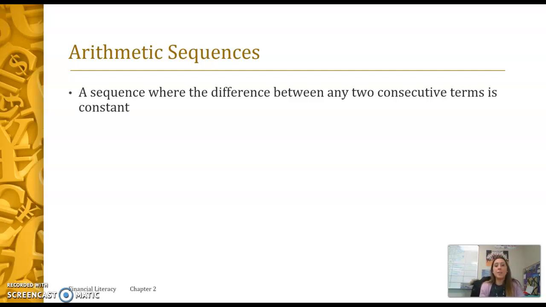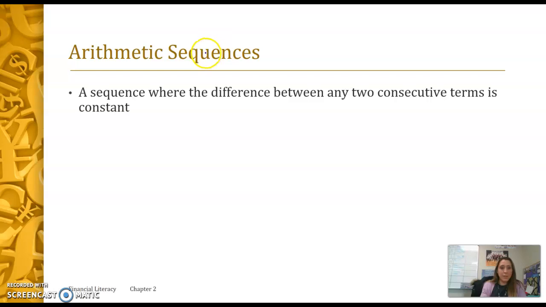So an arithmetic sequence is where the difference between any two consecutive terms is a constant. So when we're looking at this, it is going to be a list of numbers. And every number that's in that list is what we're going to refer to as a term.